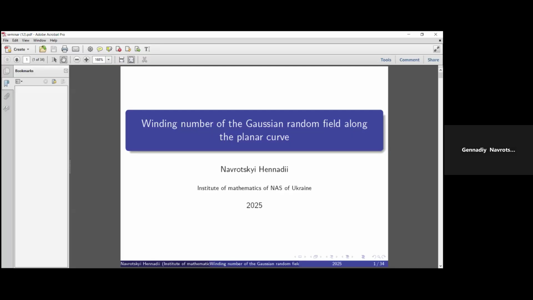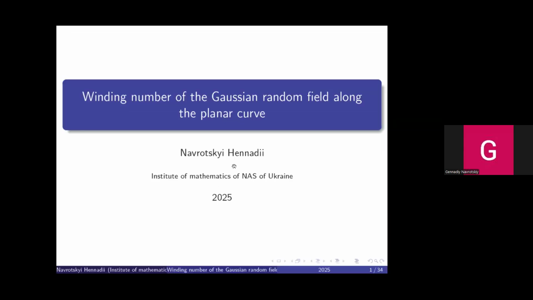Can you see my screen? Yes, now we can see it. You can enlarge the slide. Okay, now it's good.